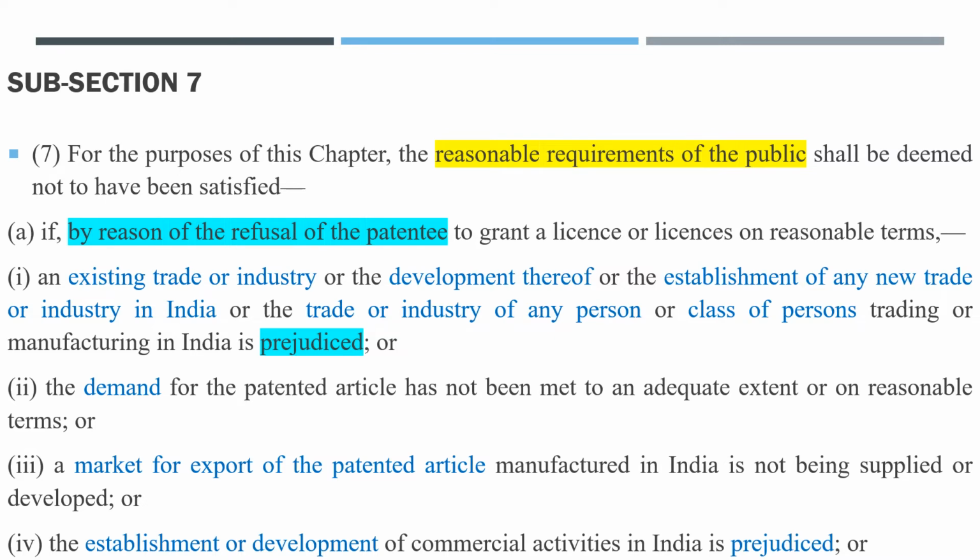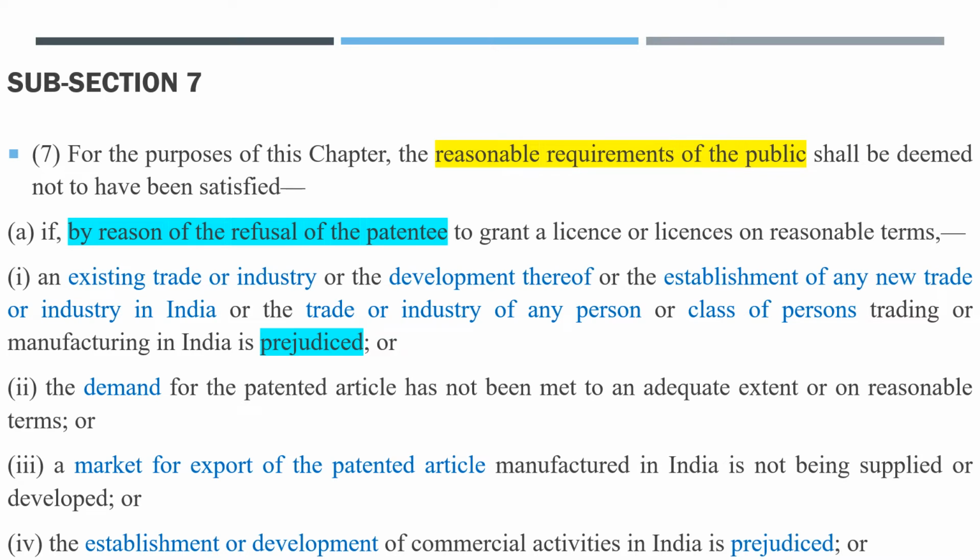So, we can say as a whole, this subsection provides various circumstances which the controller shall consider to find out if the reasonable requirements of the public have been met. The reasonable requirements of the public shall not be deemed to have been met in the following conditions. Then those conditions are defined in terms of clauses and subclauses.